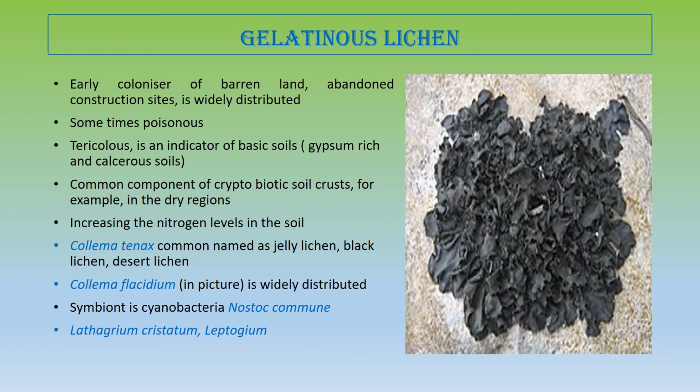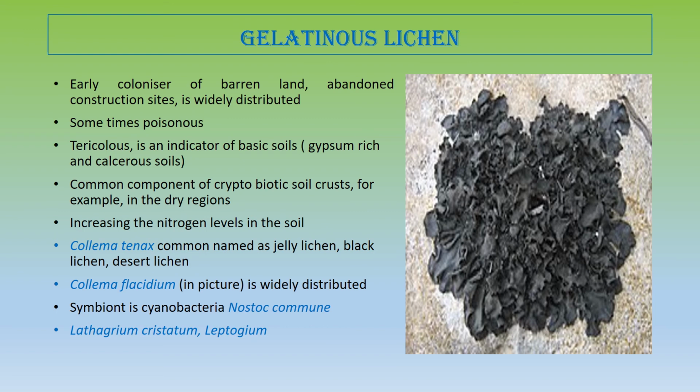In this type of environment, the cryptobiotic soil crust stabilizes the soil and also checks soil erosion. Apart from stabilizing the soil, it also helps in nitrogen and carbon cycling, because gelatinous lichen, as we know, has cyanobacteria which photosynthesize and also fix nitrogen. So the gelatinous lichen helps in carbon and nitrogen cycling.